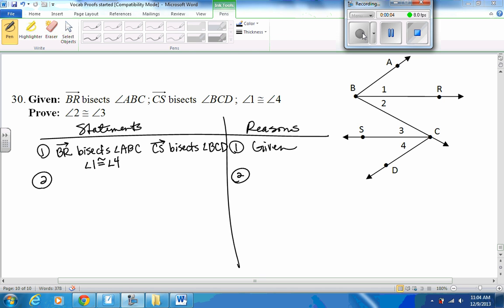Ray BR bisects angle ABC. What can we say? You want to just start with that one? If you think you're going to use replacement, we could do measure of angle 1 equals measure of angle 4 right away, but we could wait to do that too.